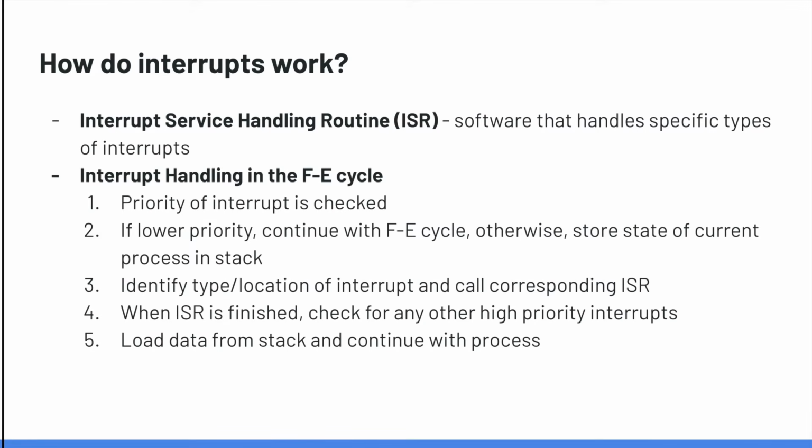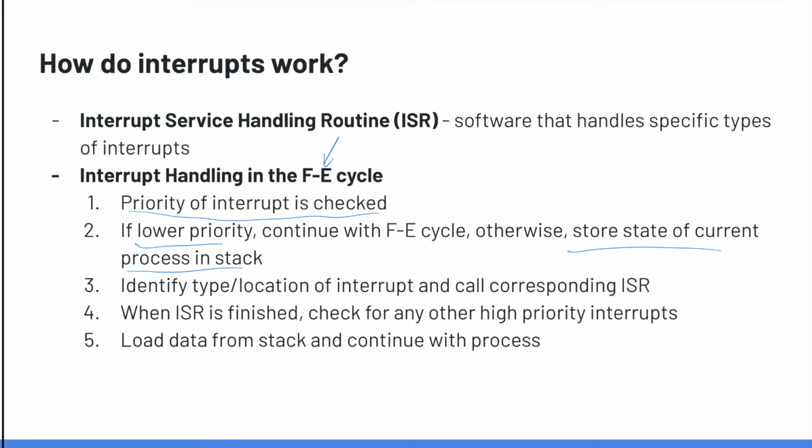So how do interrupts actually work? Well, let's take a look at how they work in the context of the fetch execute cycle. So first, if we have an interrupt, that interrupt is detected and the priority of the interrupt is checked. Is it high priority or is it low priority? If it's lower priority, we're going to finish our current execution of the fetch execute cycle. So we're going to finish processing the current instruction and then deal with that interrupt. Otherwise, if it's high priority, we're going to store the state of the current process. So everything going on in the CPU at the current moment is going to be stored in a stack. And then we're going to go ahead and deal with that interrupt.